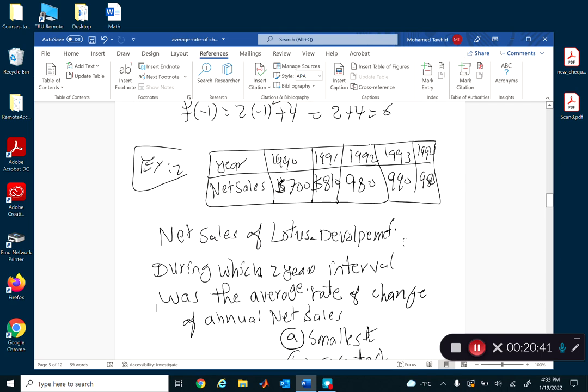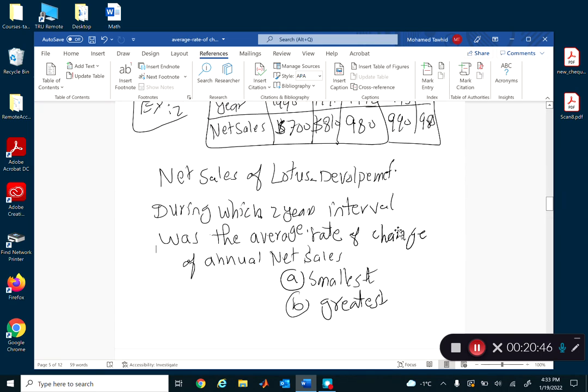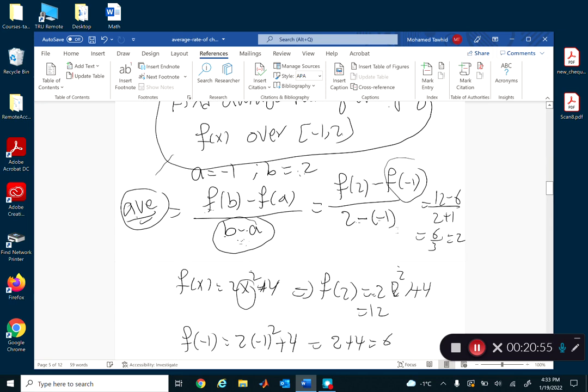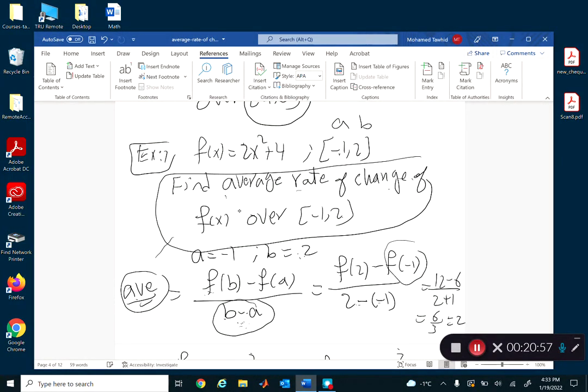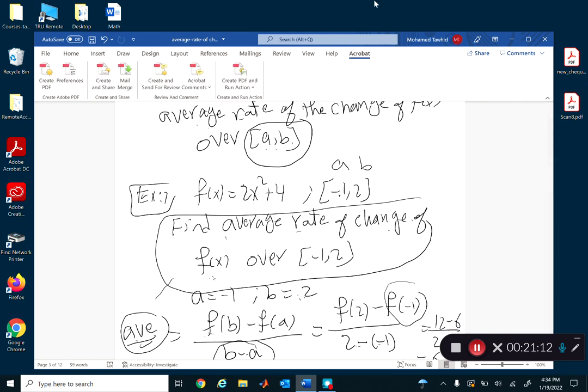Why? Look, the table is given. So what is your F, and what is your X? Your year is the time, that is your X. Net sales is your function, your F. The average rate of change of f of x over the interval a to b is f of b minus f of a over b minus a. Here a and b are the years, and f is your net sales.